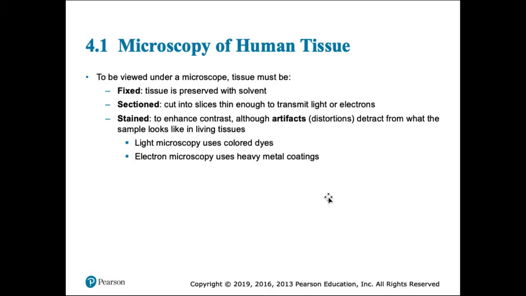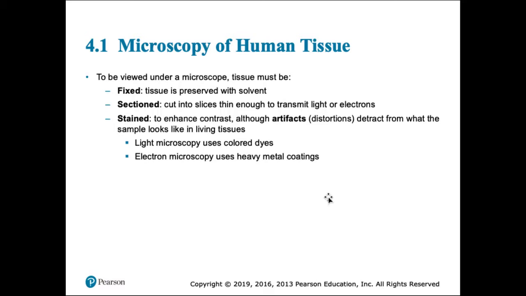When we're looking at tissue, we need to use the microscope. So to be used under the microscope, we have to do a few things first. The first thing is we have to fix the tissue with a solvent. So we can't just stick somebody's stomach tissue under a microscope, right? We have to have a section of it. So we biopsy it or take a piece of it, and we fix that tissue, preserve it with a solvent.